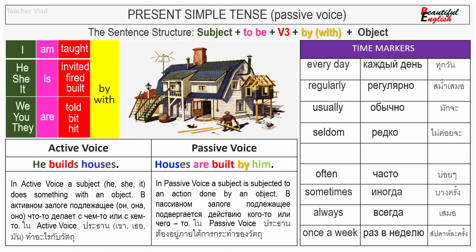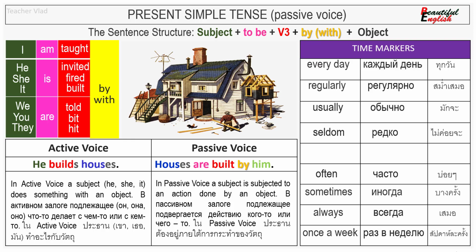In this slide, we see that a sentence in the present simple tense passive voice has a subject, auxiliary verb to be, verb 3, a preposition, and an object. On the left, we can see a sentence structure in colors. On the right, we can see time markers. We see that the present simple tense is used when we speak about events that happen every day, regularly, usually, seldom, often, sometimes, always. Underneath, we have two examples. The active voice: he builds houses. The passive voice: houses are built by him.